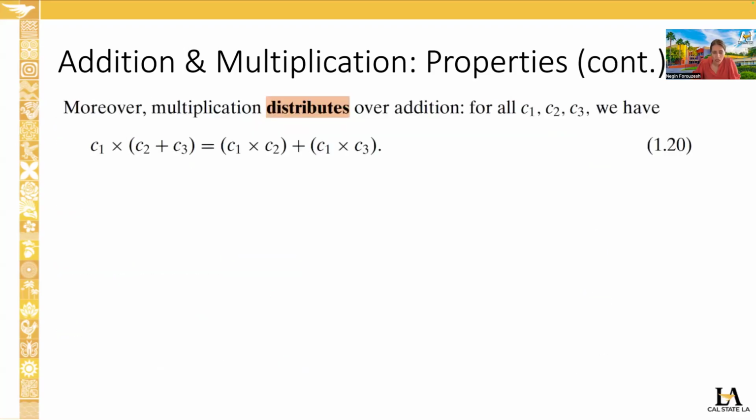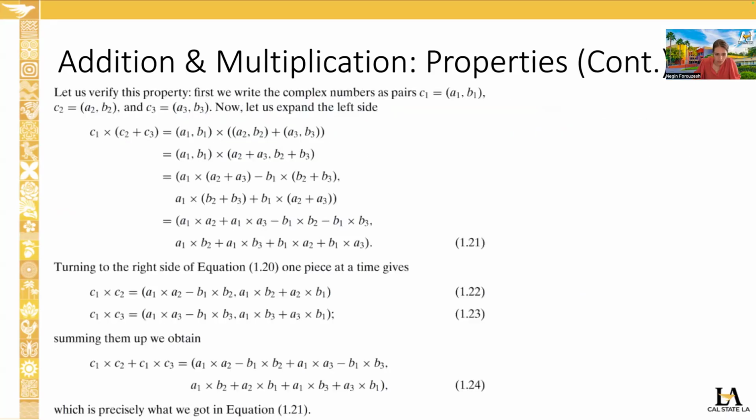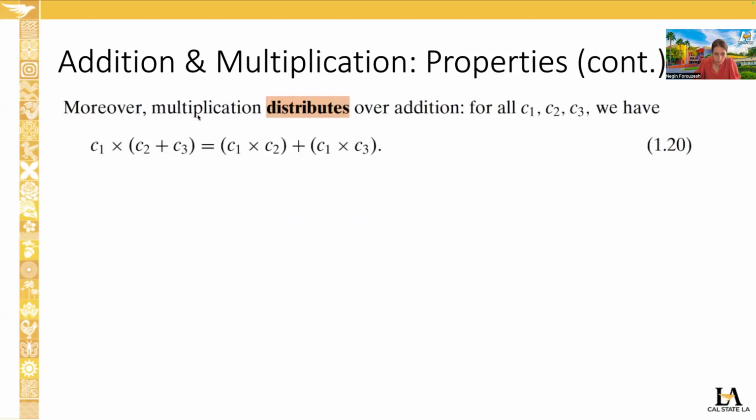So these complex numbers have these properties. They also have another property that we have in real numbers. If you have C1 times C2 plus C3, you can simply distribute C1. So you'll have C1 times C2 plus C1 times C3. So yes, these are the main properties of these numbers. For this one, I also have a proof of this property.